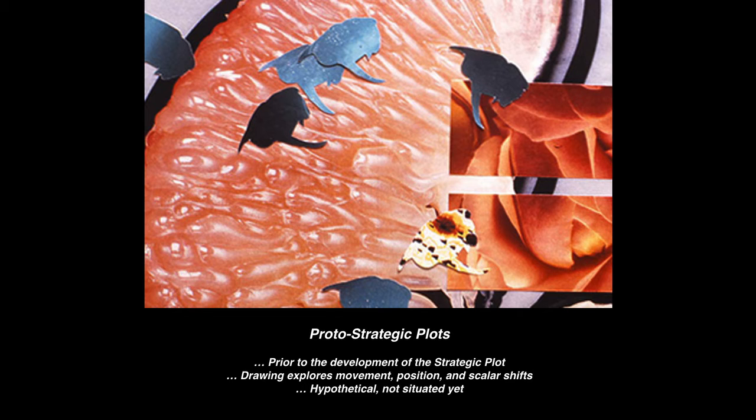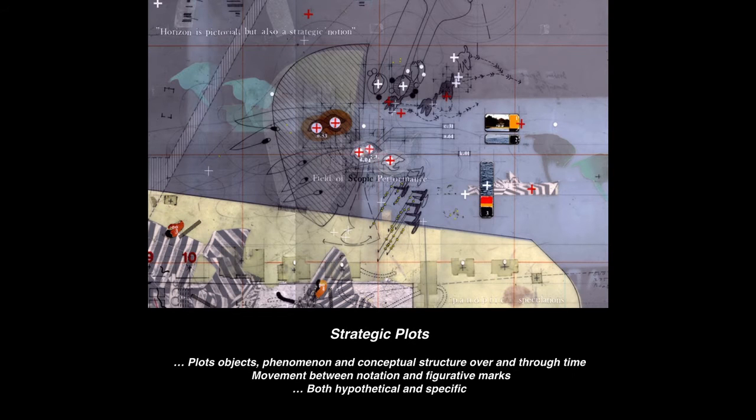These drawings are pre-digital. I don't work digitally in any case, so it's kind of a moot point, but 20 years ago I was trying to figure out how you would plot events, things, phenomena over and through time. So the proto-strategic plots were developed prior to probably the most important marks I've ever made. And this is a fragment of a drawing called a strategic plot for an island competition, which I'll touch on in a few minutes when I get to some of my work.